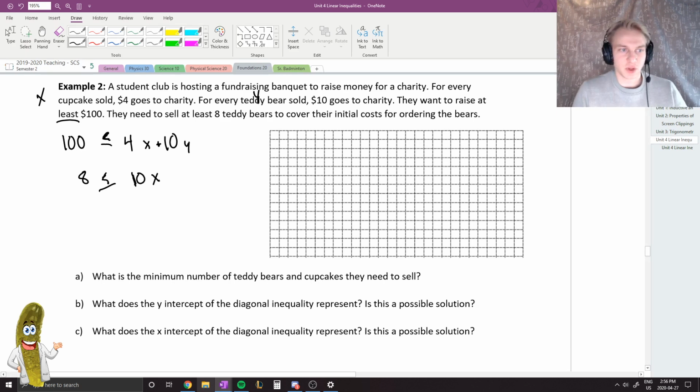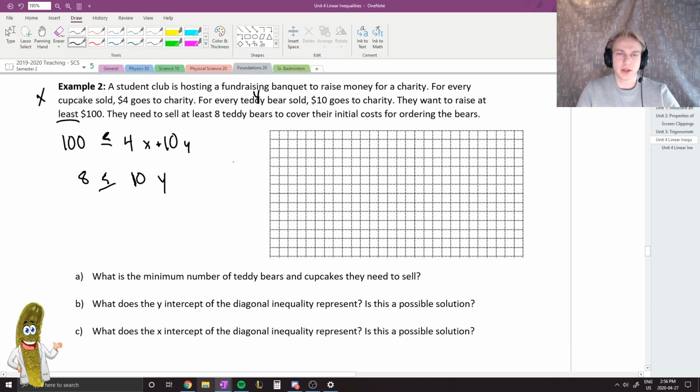So let's think about this for a little bit. You need to sell at least 8 teddy bears. We had said that y would equal a teddy bear being sold. So right away, I want to fix that for sure, and I want to put a y there.